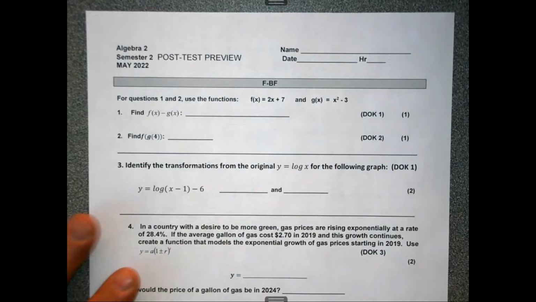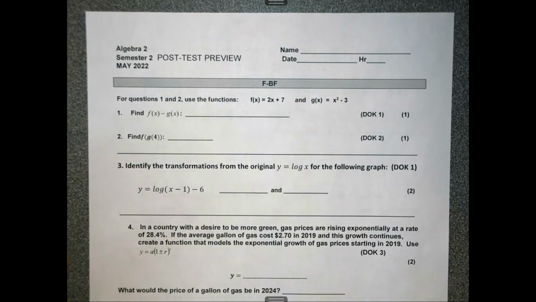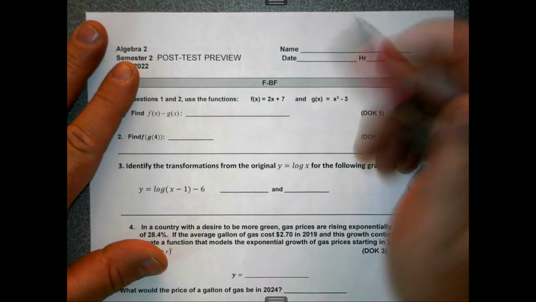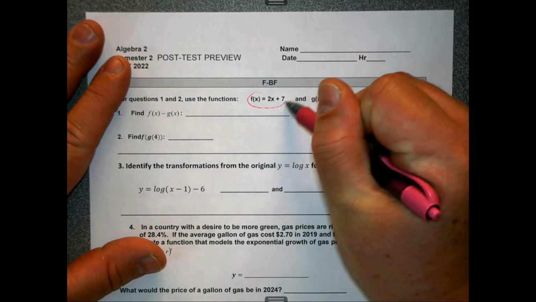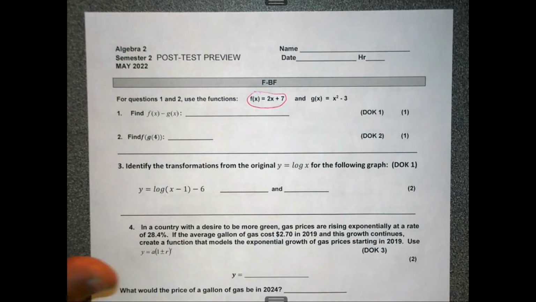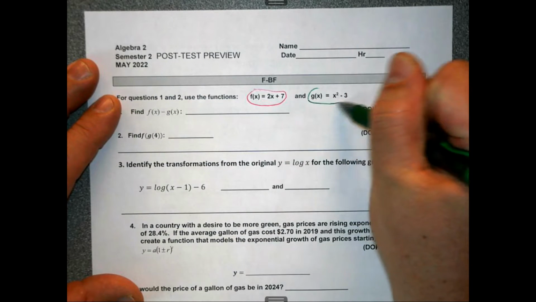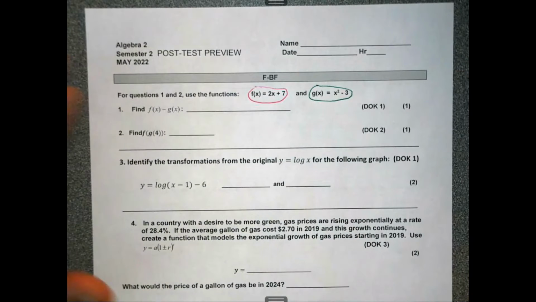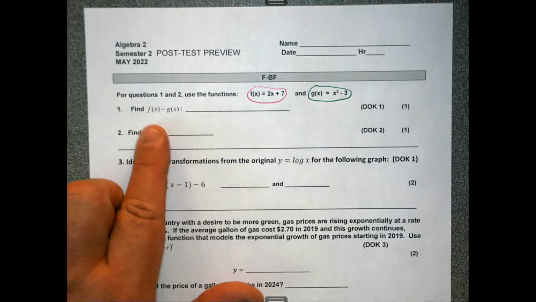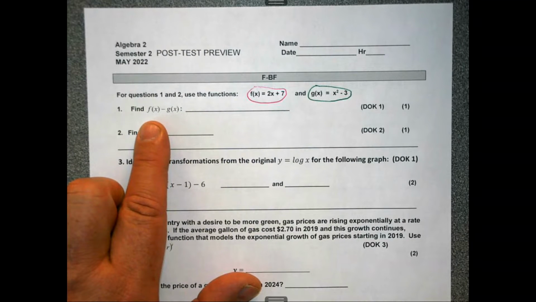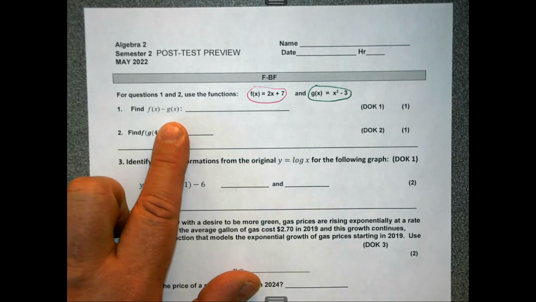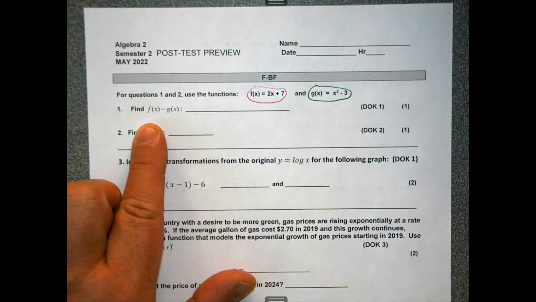All right, number one, we have function notation. The f of x is 2x plus 7. The g of x is x squared minus 3. They want us to take the two functions and subtract them. We were supposed to subtract g of x from f of x.